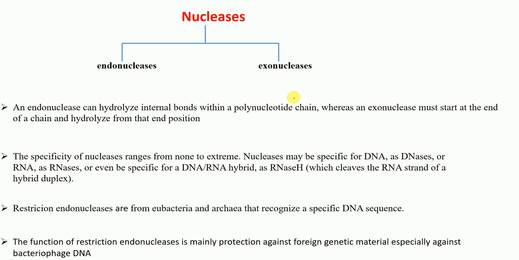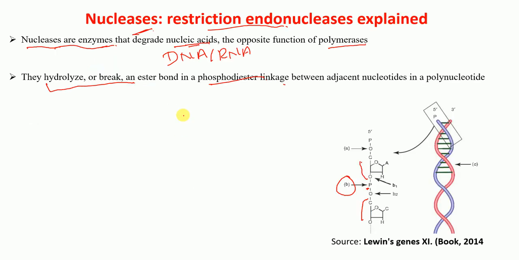Okay, so we know what nucleases are. Nucleases have been divided into two types. One is endonucleases and the other is exonucleases. As the name suggests, endonucleases hydrolyze internal bonds within the polynucleotide chains, whereas exonucleases start at the end of the chain and hydrolyze from that end position. So if we go back to our previous slide, the endonucleases, for example, hydrolyze internal bonds.